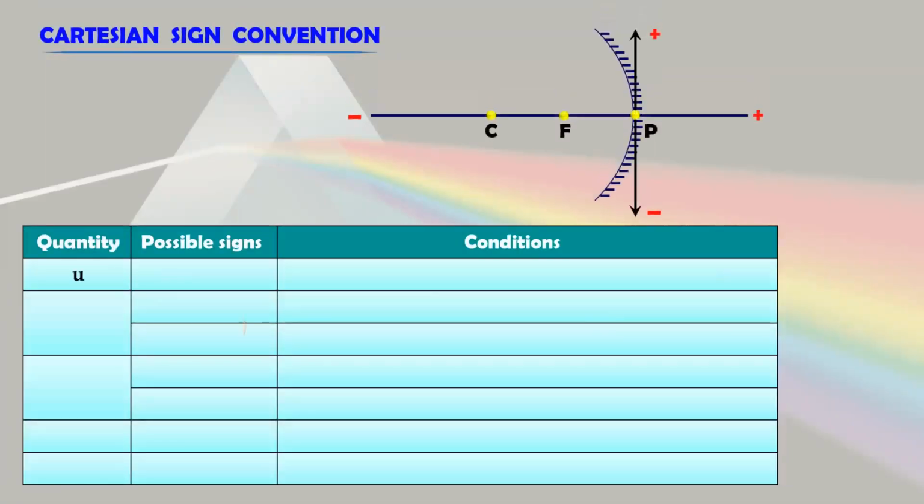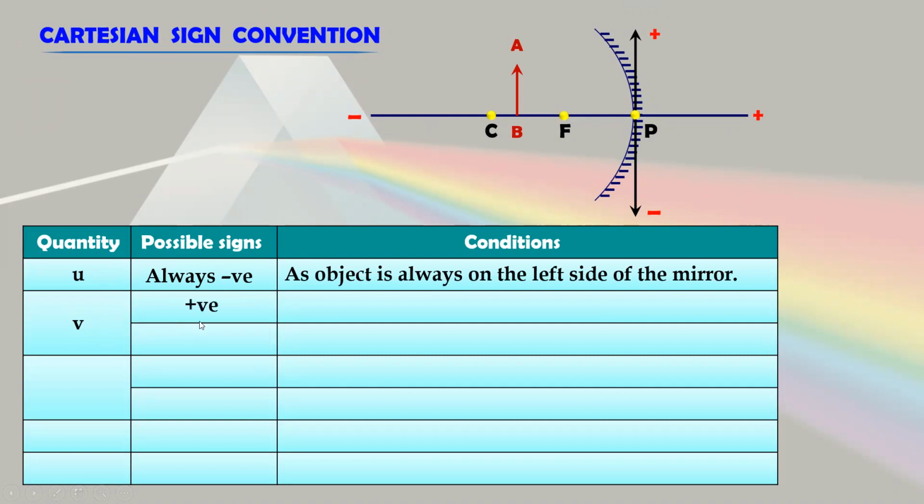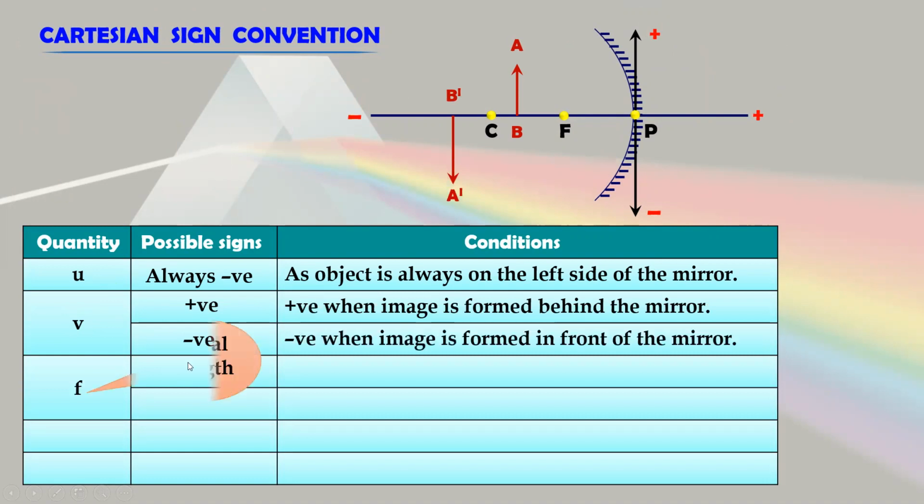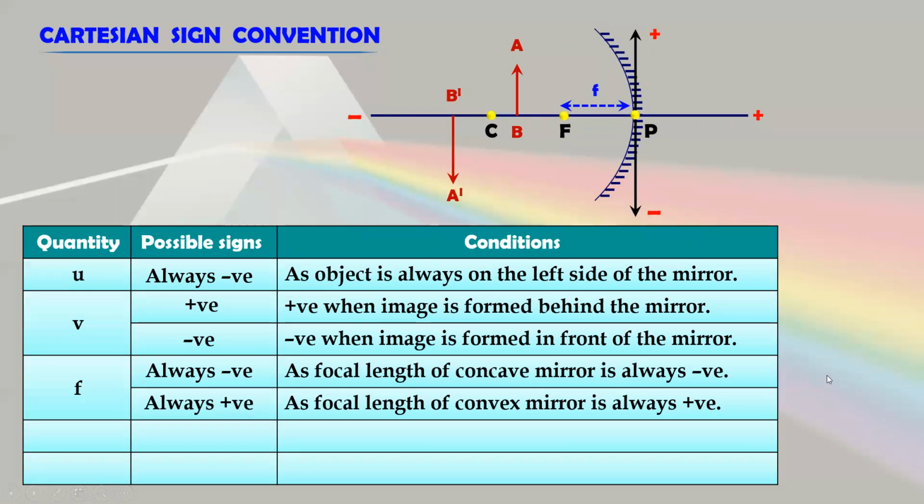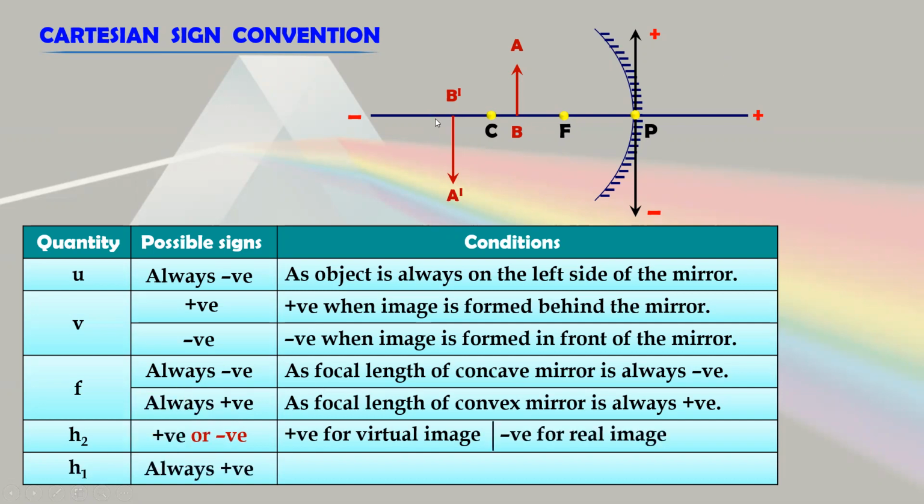If you remember the Cartesian conventions, U object distance is always on the left hand side, it's always negative रहता है, right? Image distance can be positive, can be negative, depends upon where the image is formed. F focal length again positive or negative. Negative किसके लिए है? Concave के लिए. Positive किसके लिए है? Convex के लिए. H2 image height positive or negative again, right? But जो object height है H1, it will be always positive because object हमेशा left में आता है और हमेशा ऊपर रखते हैं हम लोग. So hence it's always positive. It's placed above the principal axis.